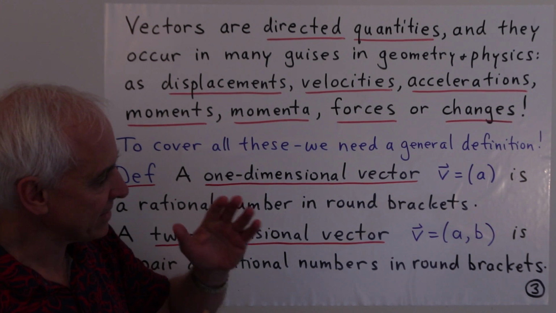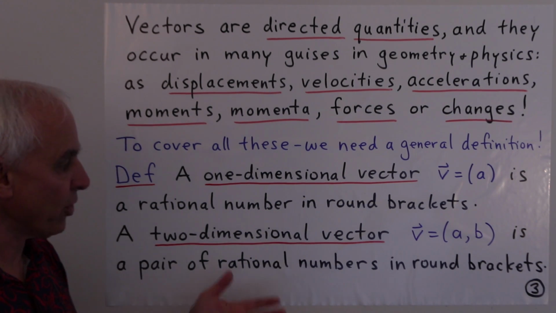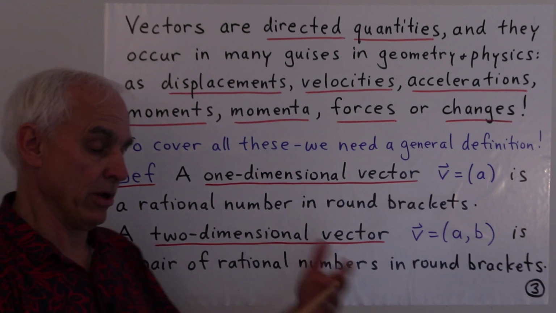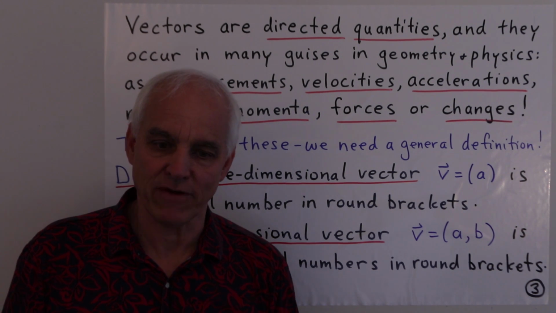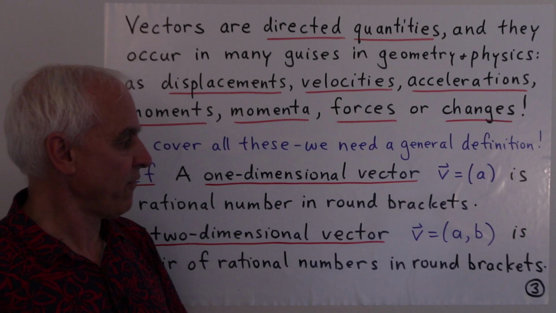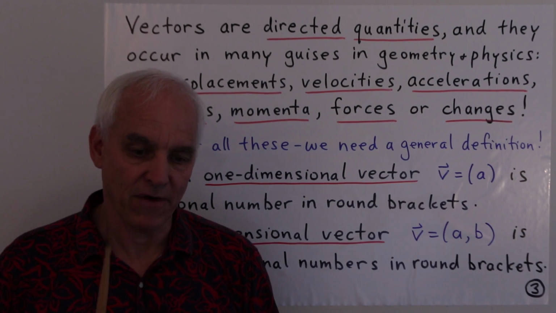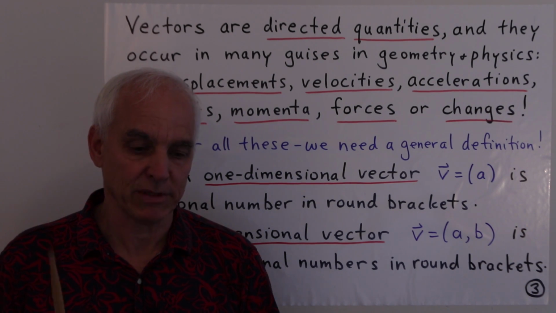So this is our definition of what vectors are. And naturally enough, we could extend this, and eventually we will, to higher dimensional vectors, to three-dimensional vectors, and so on. But to start off with, we'll just think about these one-dimensional and two-dimensional vectors, defined in this very concrete, explicit way.